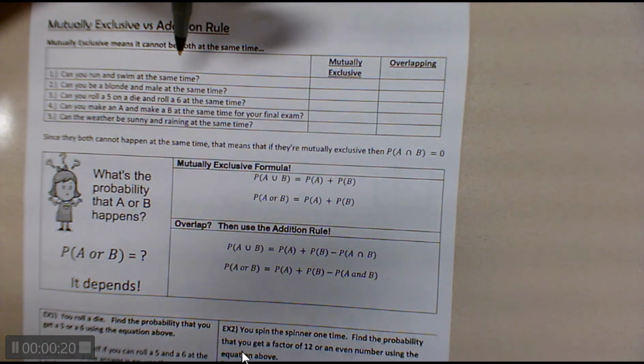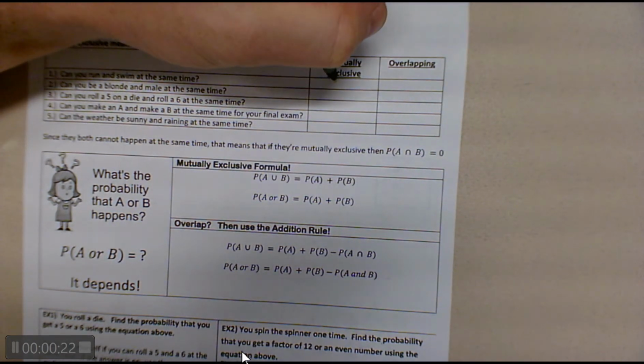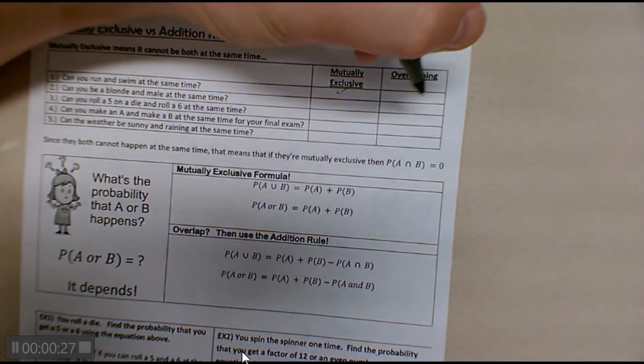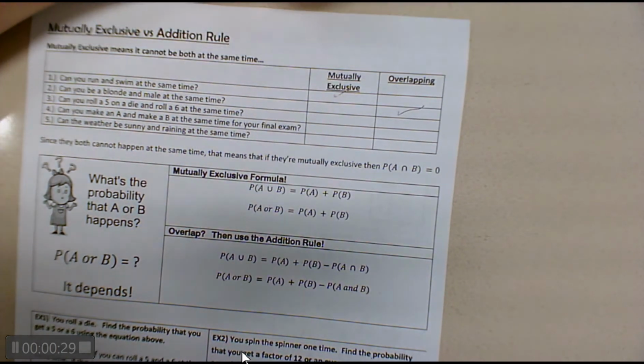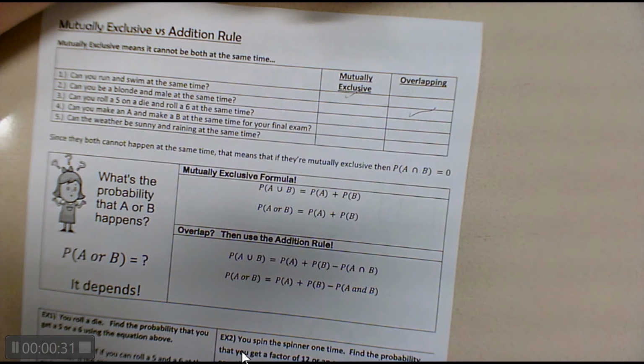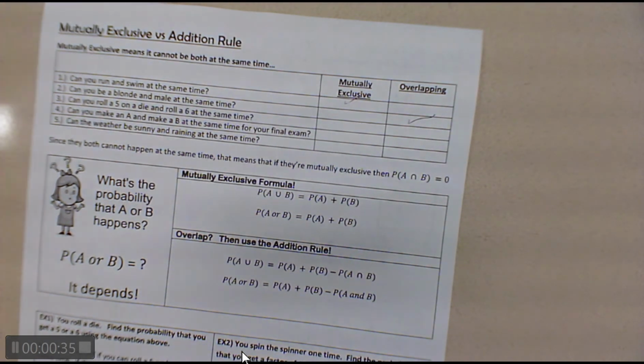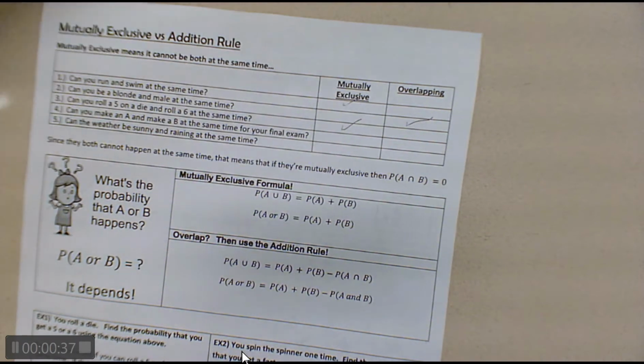And so, can you run and swim at the same time? No, you can't. They're mutually exclusive. Can we be blonde and male at the same time? I would hope so. They are overlapping. Can you roll a 5 and a 6 at the same time with one single die? No, you can't, because you either land on 5 or you land on 6. So those are mutually exclusive.